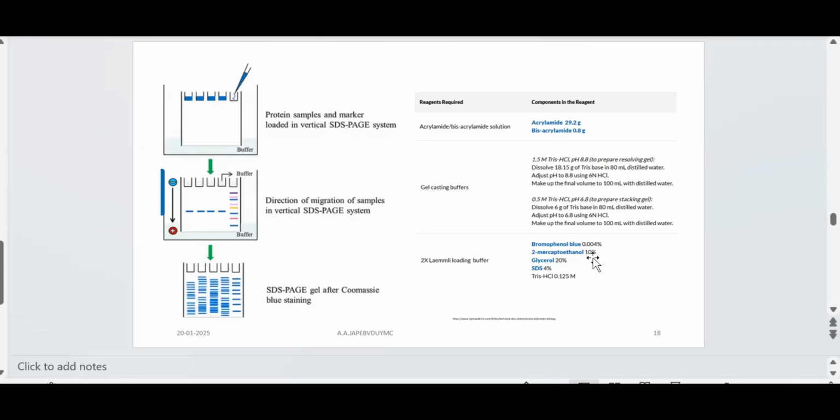Because the purpose of stacking gel is to concentrate the sample in the stacking gel, so it will run over the resolving gel perfectly. And of course, when we talk about the loading buffer, the composition includes bromophenol blue, mercaptoethanol, glycerol, SDS, and Tris-HCl. So, when we talk about the equipment, it consists of two components, as you have seen.